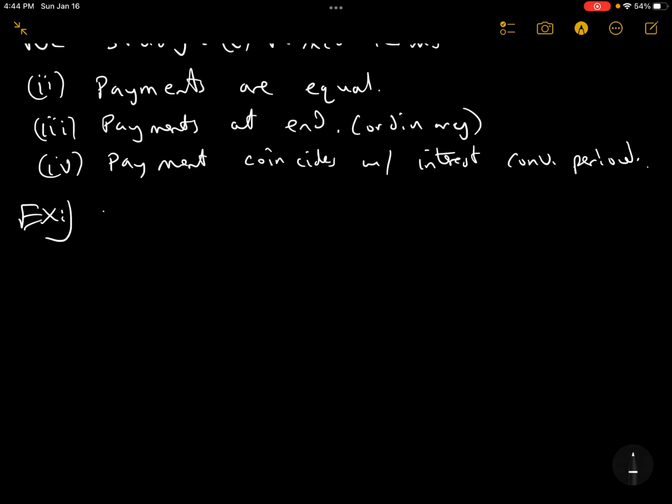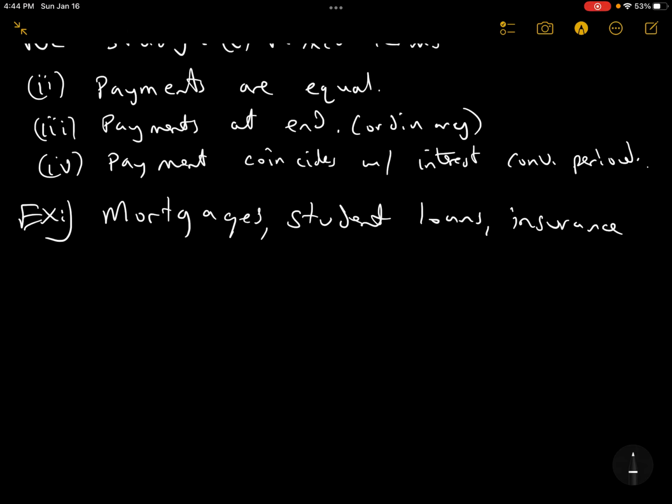Some examples are mortgages, student loans, insurance, if you pay your insurance premiums, and like I'm doing now for retirement, savings deposits. Like every month, $100 is taken out of your paycheck and deposited into a savings account. So these are all annuities.